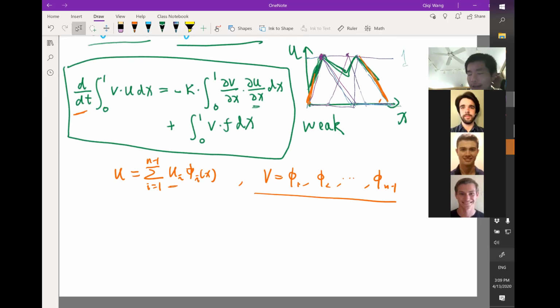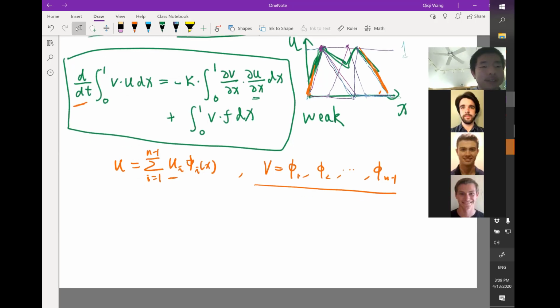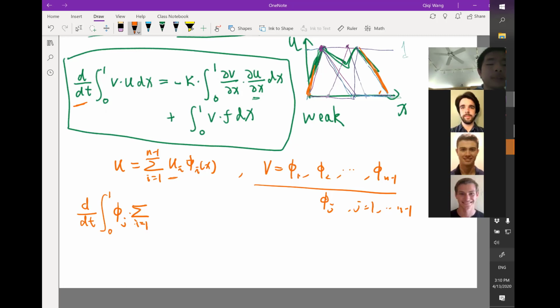And one thing you're going to see is the special feature of finite element. The left-hand side is not just going to be du_i/dt. So let's proceed. Now we plug this in. We have d/dt of the integration, again 0 to 1. Let's call this phi j, j goes from 1 to n minus 1. Then v is going to be phi j. u is going to be the summation of i from 1 to n minus 1, u_i phi i dx.